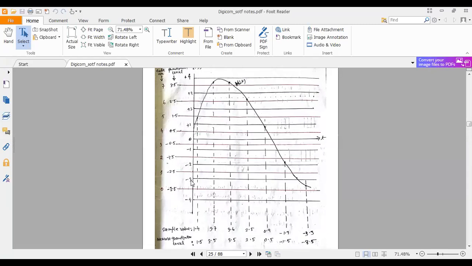Okay, so now you have to approximate. We got these sample values. Now you have to approximate them by means of quantization values, the nearest quantization level. So you have to find out now the nearest quantization level for each of your sample values, one by one.